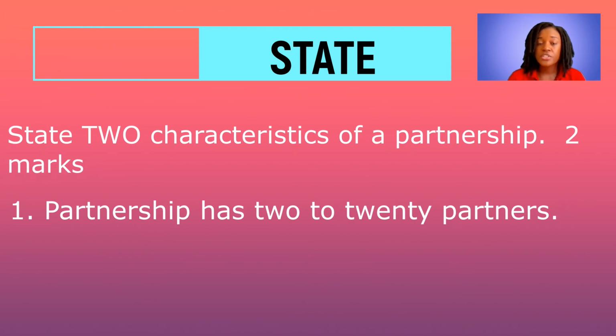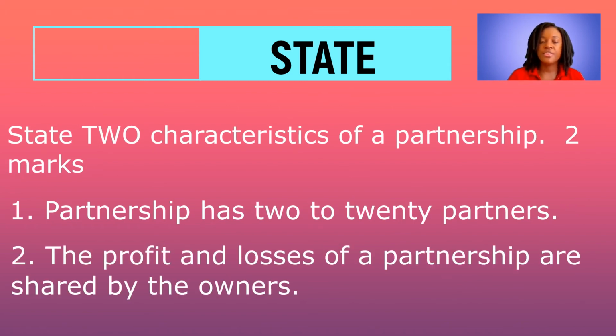That's your answer. So you have just stated one thing. So now we need to state a second point. So our second point could be that the profit and losses of a partnership are shared by the owners. Now, as long as what you are listing makes sense and we can figure out what it is that you are saying, then you will get your full marks and you will get your 1 mark for each of your answers.